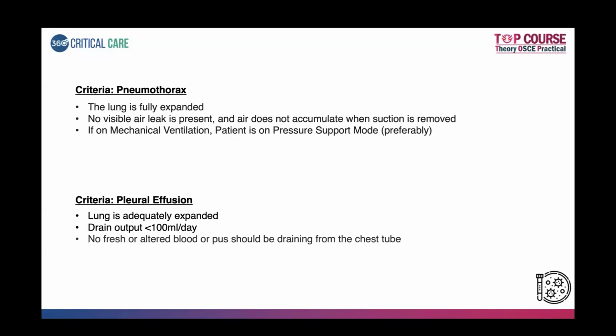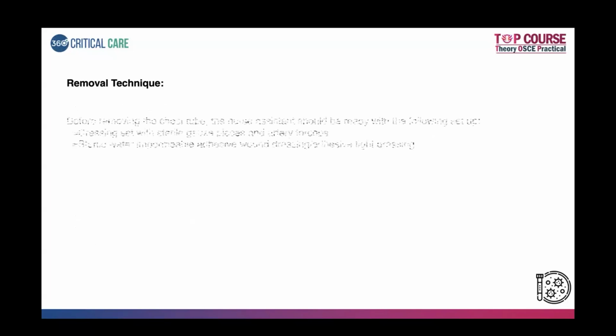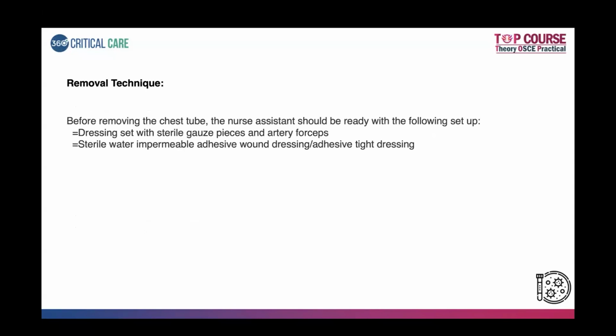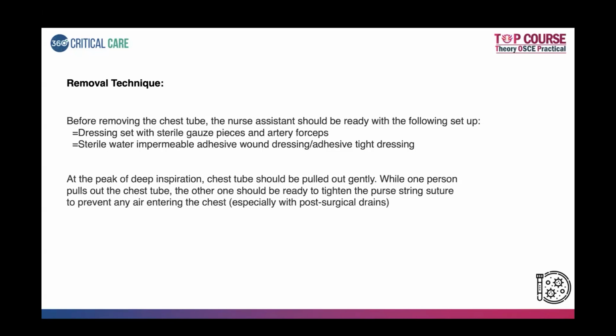Whereas in cases of a pleural effusion, the first criterion is that the lung is adequately expanded, the drain output is less than 100 ml per day, and there is no fresh or altered blood or pus draining from the chest tube. With regard to the removal technique, before removing the chest tube, the nurse assistant should be ready with the following: a dressing set with sterile gauze pieces and artery forceps, a sterile water impermeable adhesive wound dressing, and or an adhesive tight dressing. At the peak of deep inspiration, the chest tube should be pulled out gently. One person pulls out the tube, and the other person should be ready to tighten the purse string sutures to prevent any air entering the chest, especially with post-surgical drains.